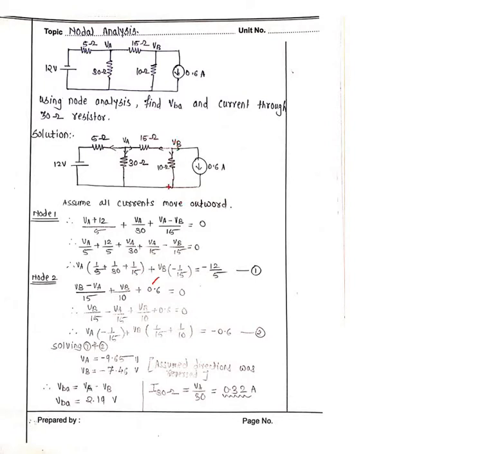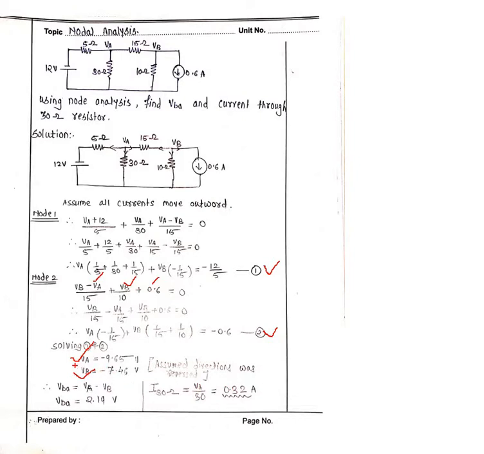The next one, VB divided by 10. Why VB divided by 10? Because I is equal to VB divided by 10. Yes. The next one, VB minus VA divided by 15. That's all. So you are going to simplify. Write VA separately and VB separately. Then you will get equation number 1 and equation number 2. Then solve equations 1 and 2. You will get the VA value and the VB value.